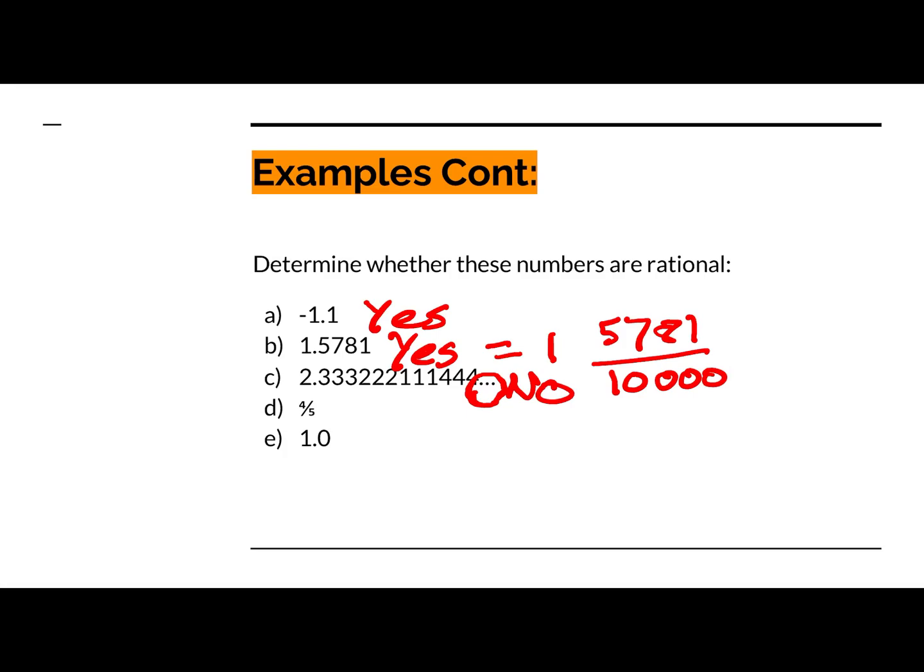Well, how about 4/5? Yes. 4/5 is a fraction, and all fractions are rational numbers. Now, how about 1.0? Again, yeah, because 1.0 is equal to 1, and 1 is equal to 1 over 1. So we can see that that's a rational number there.